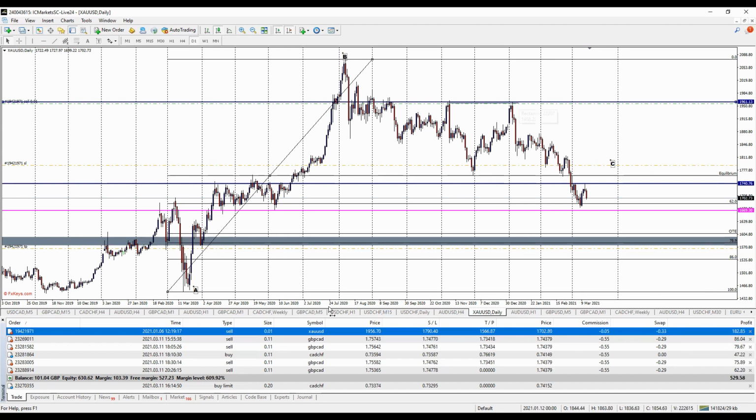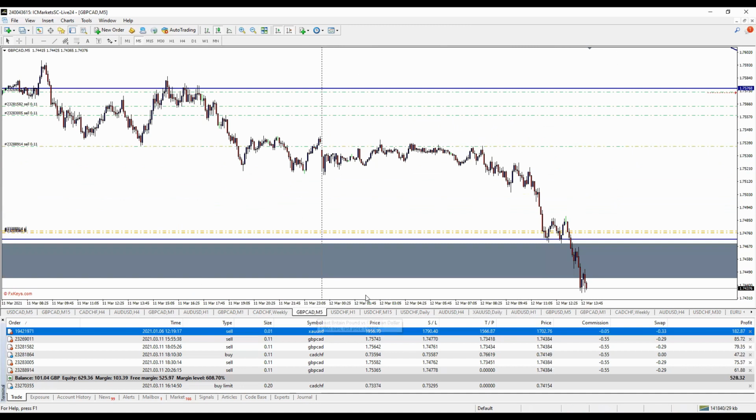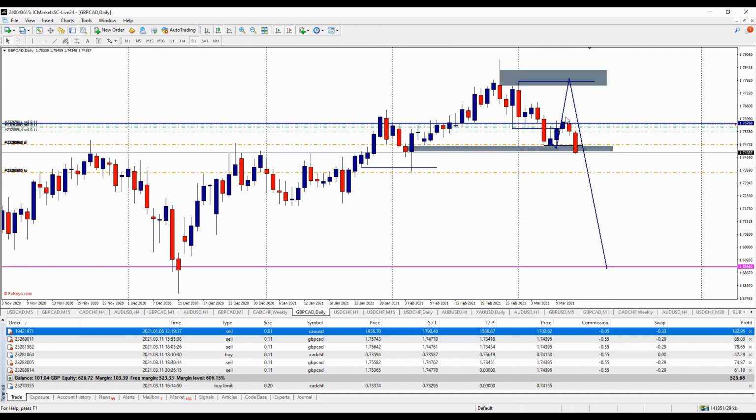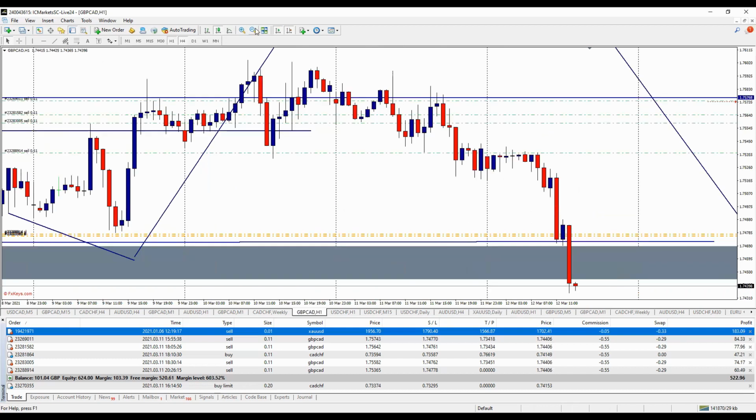All right, so pound CAD, let's have a look at that. So I've locked in quite a bit of profit now. So pound CAD, okay, another algorithmic level that we're looking at, that price was following, is this one right here. Now we've had the D1 stop hunt. For my students, you know what that is. We've had that D1 stop hunt of the price action for the buy orders.